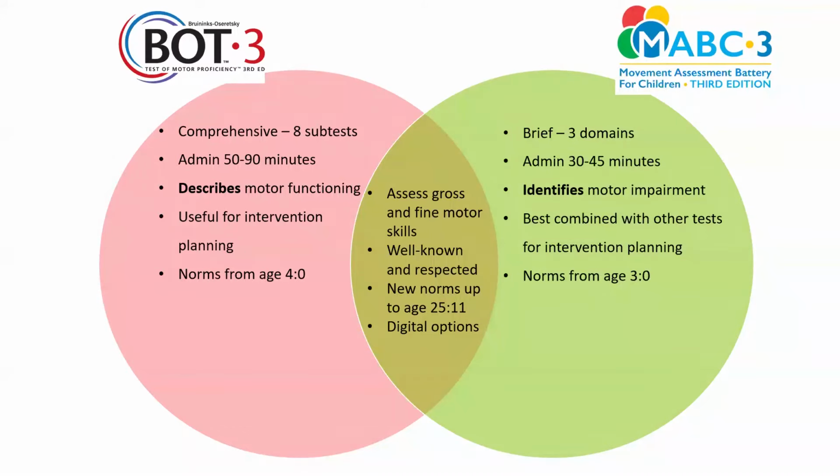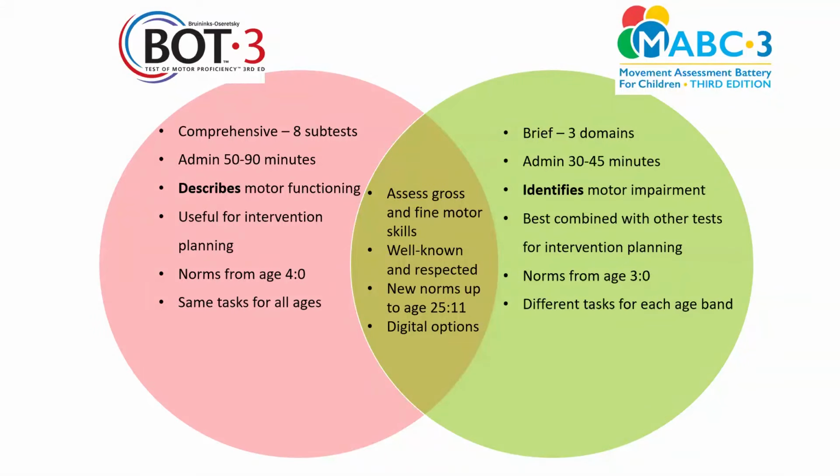And while the normative ranges for both tests are very similar, the Movement ABC-3 does have norms down to 3 years, while the BOT-3 starts at 4. This is worth considering if you use another early developmental assessment, such as the Bayley-4, where the top end of that assessment is 42 months or 3.5 years. So if you're using something like the Bayley, you have a bit of overlap with the Movement ABC-3, whereas you have a gap with the BOT-3.